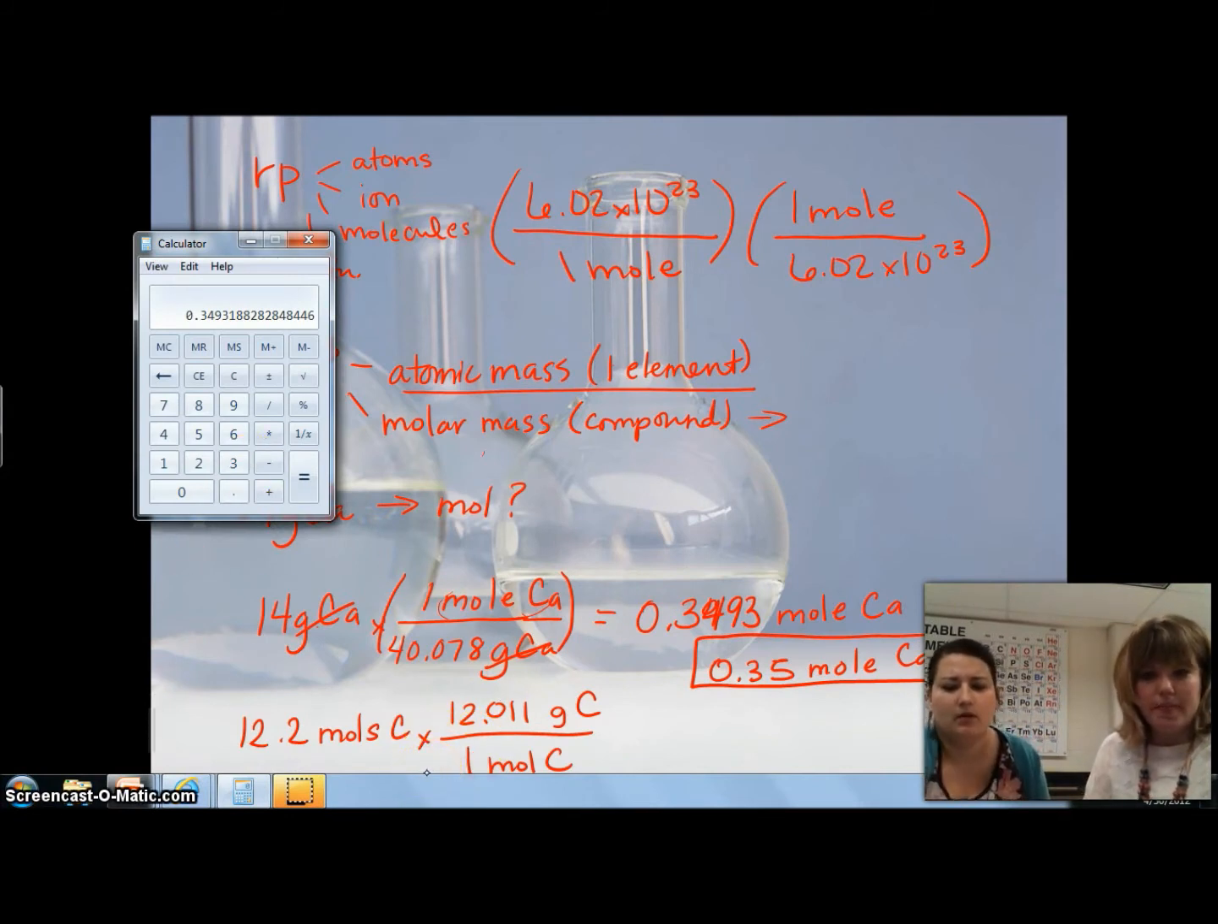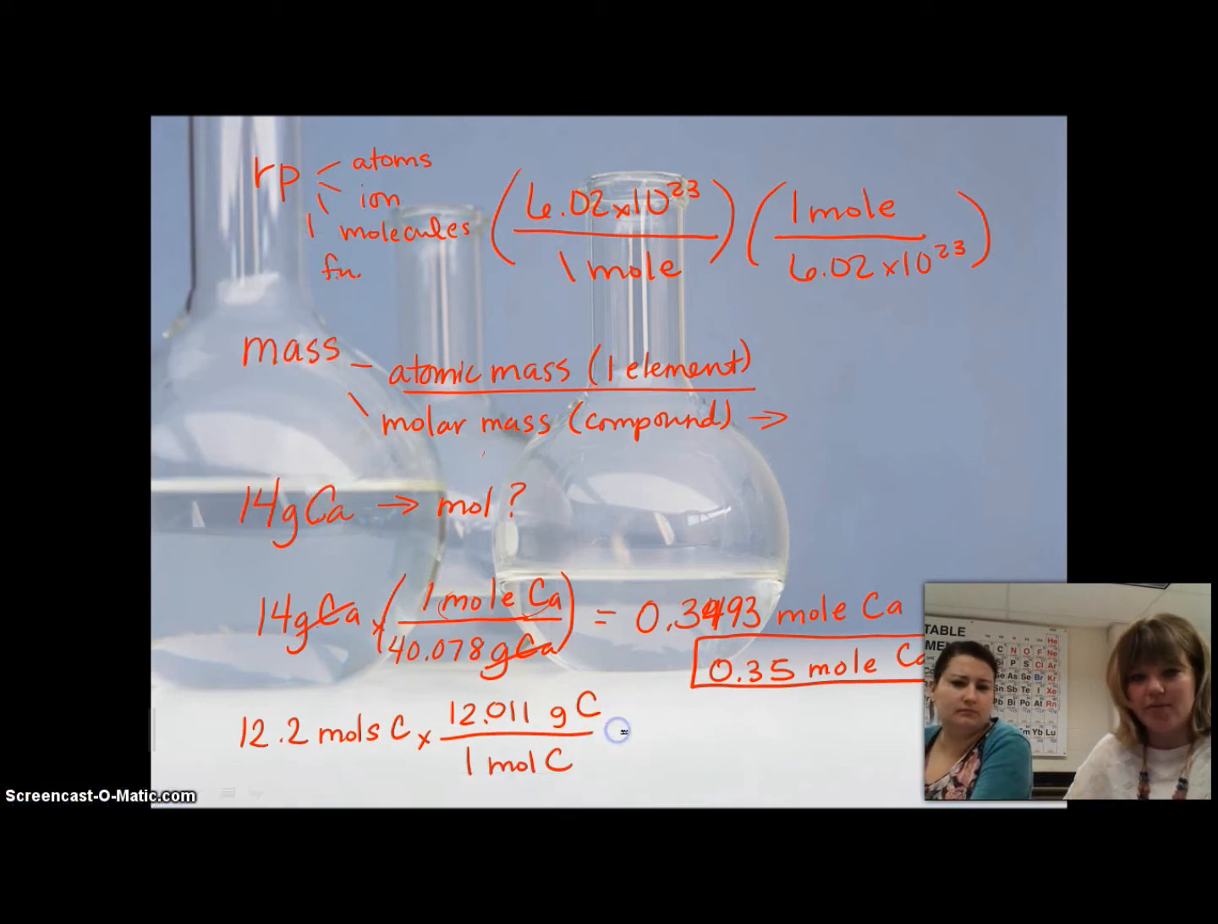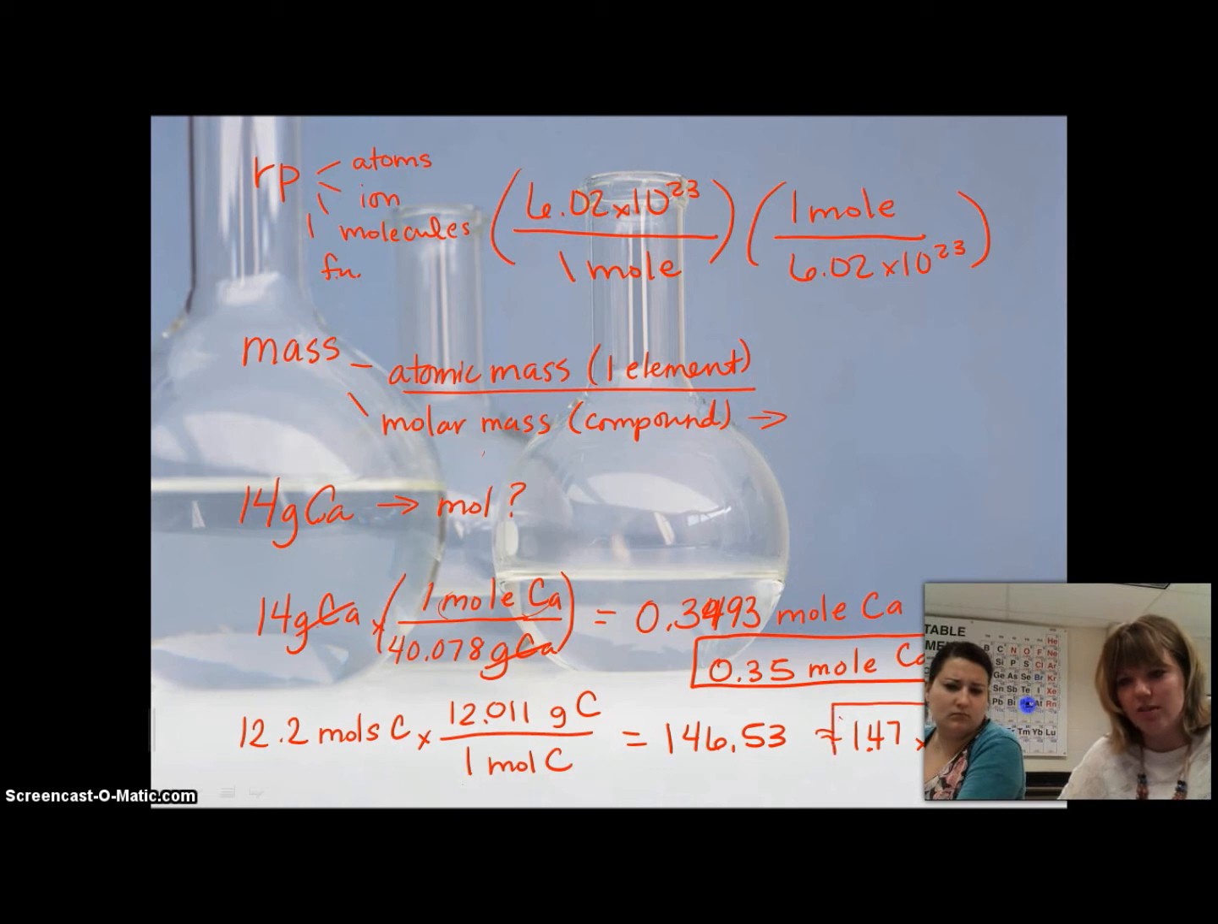So it'd be 12.2 times 12.01. Right, and we multiplied because these are on top. Let's not forget that from yesterday. So 146.53. And it looks like we need 3 sig figs, so that's going to round up to a 7. So 147. And then we're going to move that over 2 times, 10 to the second, to have our correct sig figs, grams of carbon. Don't forget all of your labels.